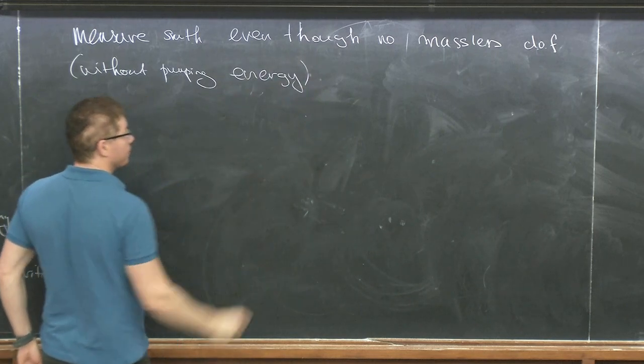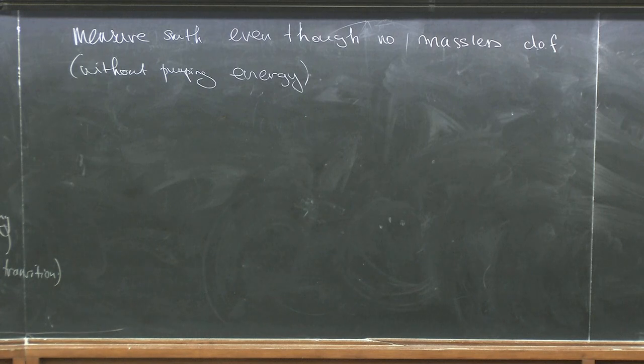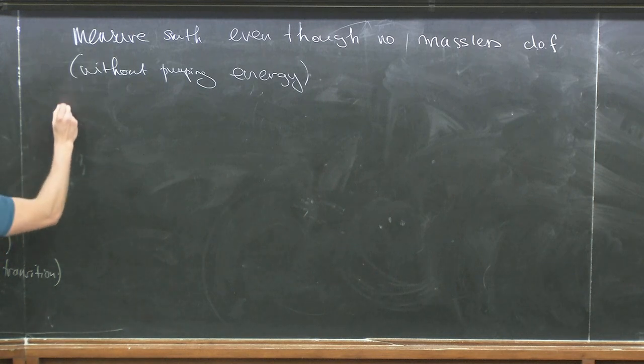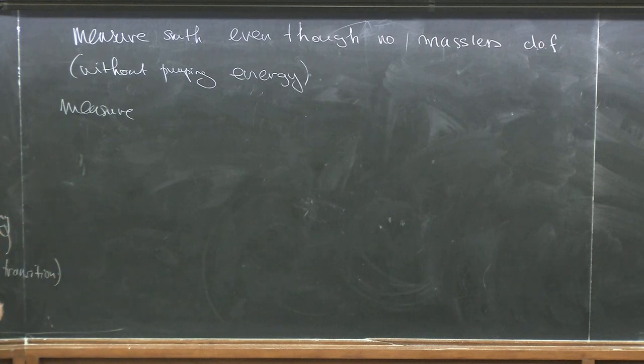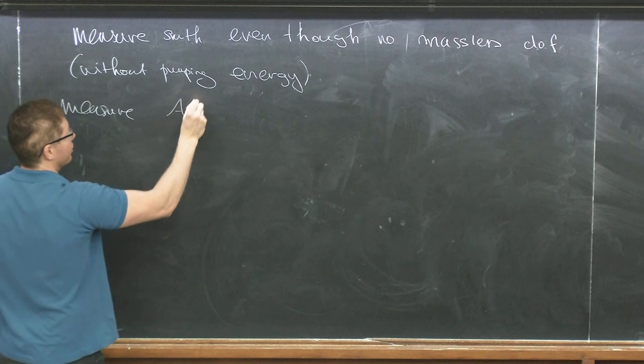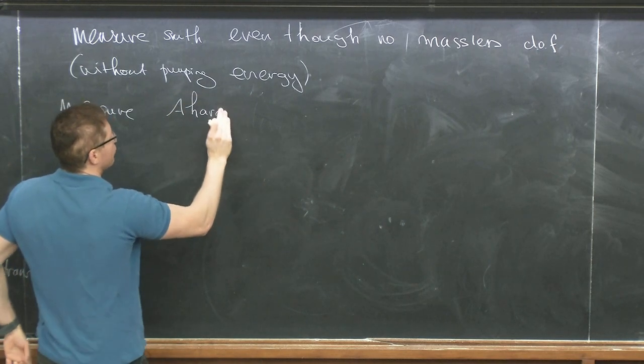So how can it be? How can it be that there is something to measure even though there are no massless particles? The idea is that there could be non-trivial statistics, so to speak, in the infrared. There could be some excitations that have non-trivial Aharonov-Bohm phases or braiding. So what do we measure? We measure Aharonov-Bohm phases, or generalizations of them. By Aharonov-Bohm phases, I mean in some generalized sense.